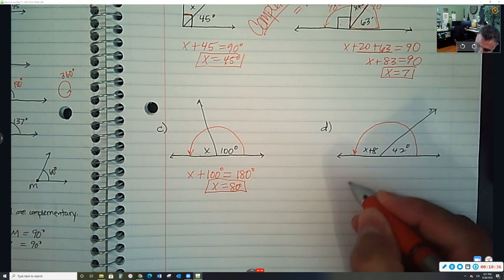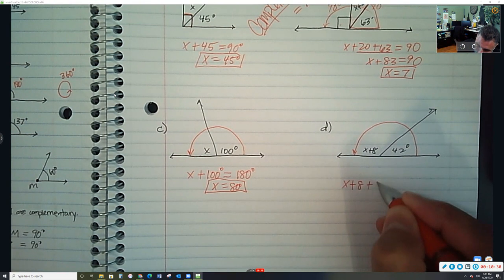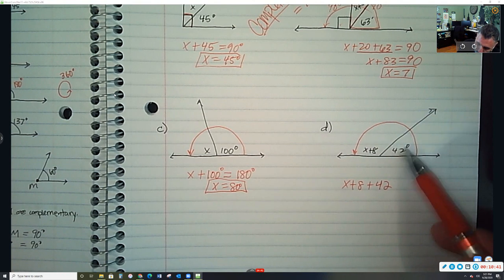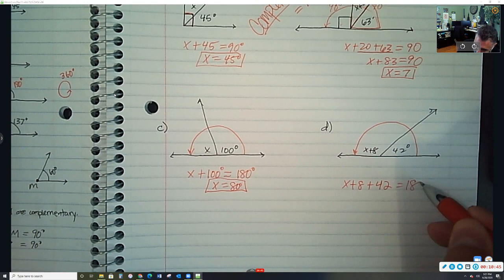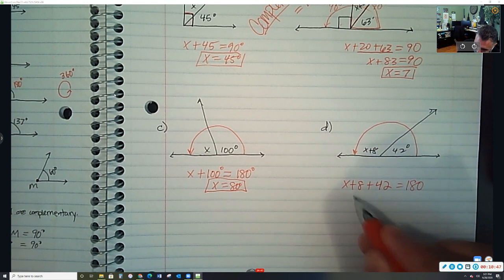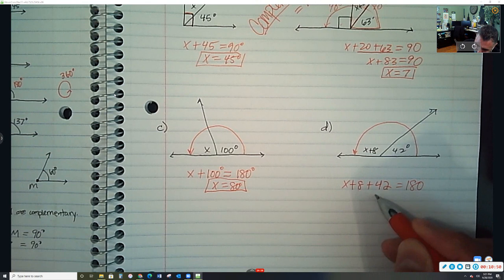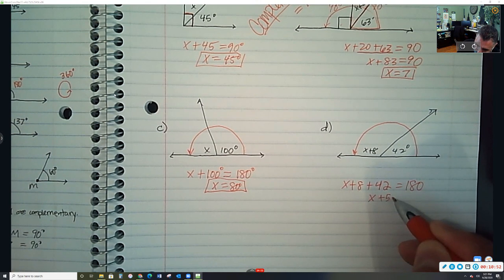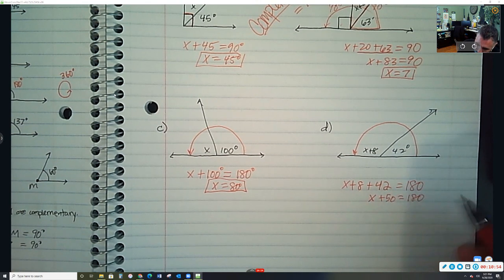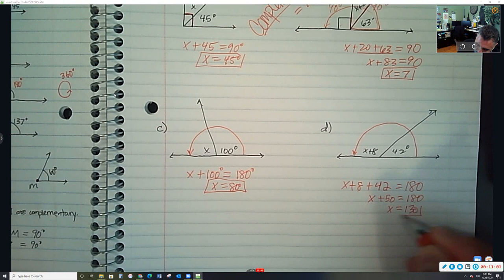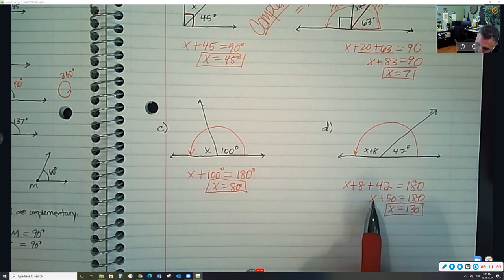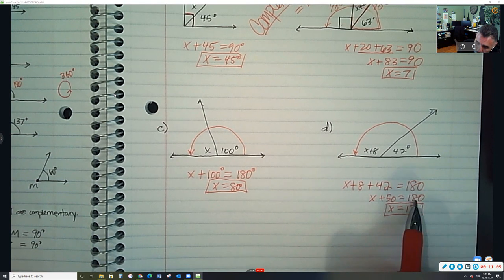But anyway, x plus 8 plus 42, again this angle plus this angle equals our new half angle, which is 180 degrees. Add 8 and 42, x plus 50. Subtract 50 from both sides, and you get x equals 130. Because 130 plus 50 is 180. Okay.